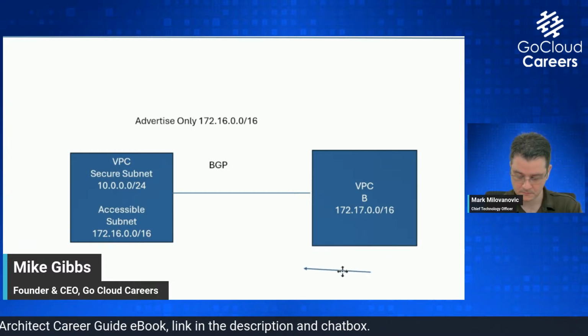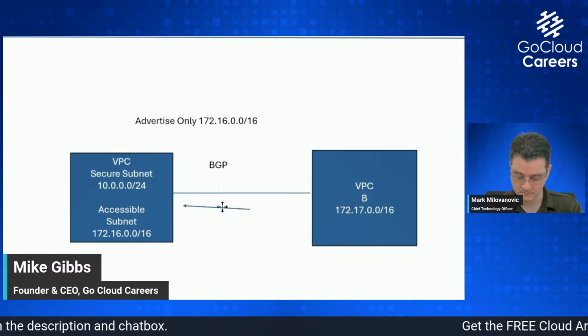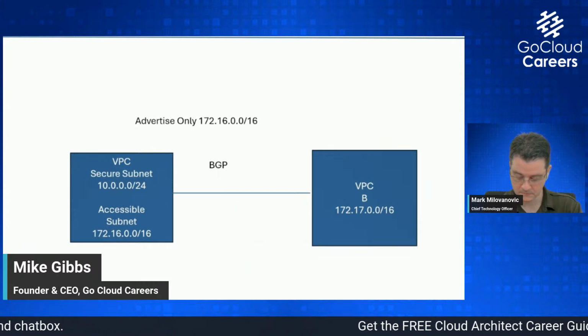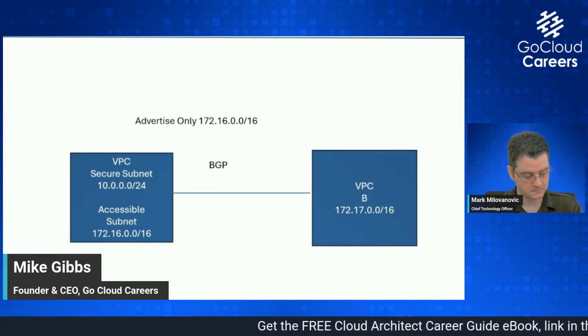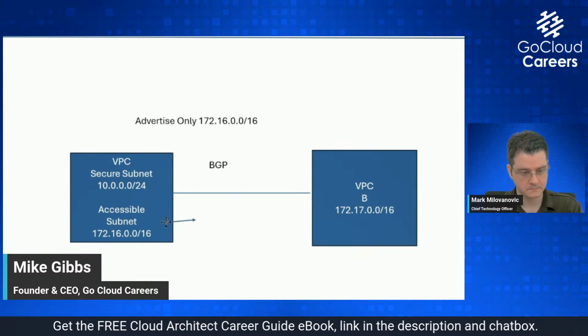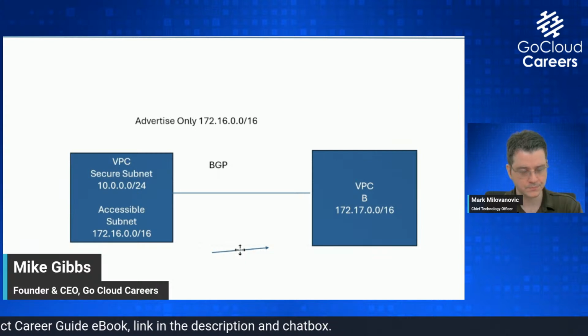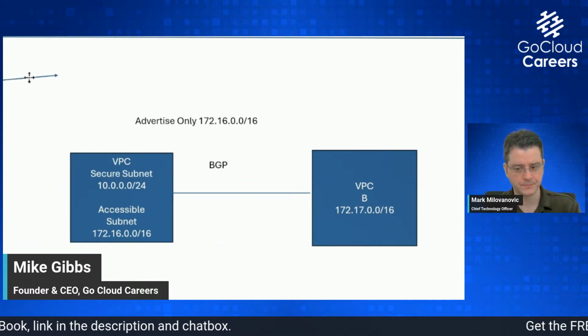Now, of course, that doesn't preclude someone coming from VPC B from creating a static route to the other VPC. But even if they were to create a static route on VPC B back to the first VPC, this VPC wouldn't have a route back to those subnets either. So depending upon how we did the routing, we'd be in control.